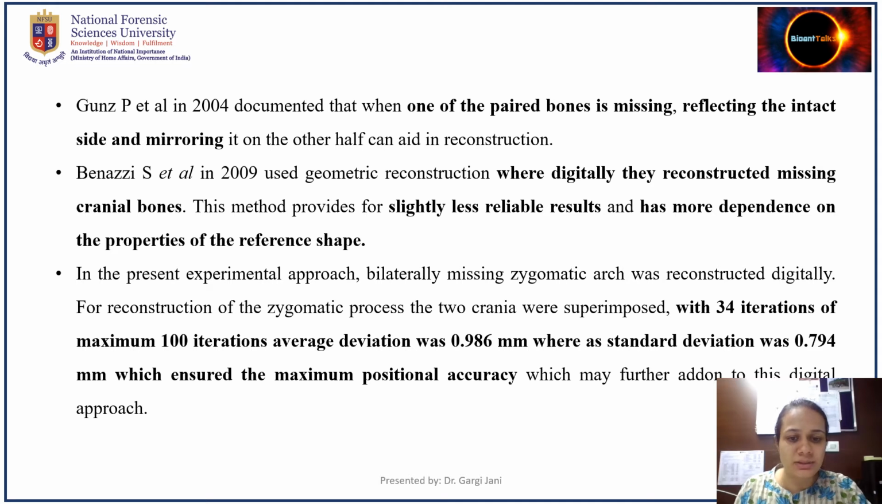In the present experimental approach, bilaterally missing zygomatic arch was reconstructed digitally. For reconstruction of the zygomatic process, the two crania were superimposed. With 34 iterations of maximum 100 iterations, average deviation was 0.98 mm, whereas the standard deviation was 0.79 mm, which ensured the maximum positional accuracy, which may further add on to this digital approach. However, the overall result would definitely depend on the properties of the reference shape that was taken.